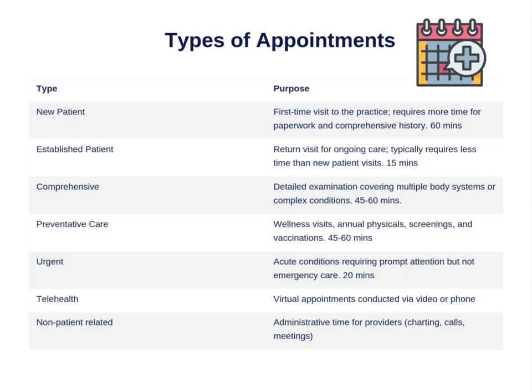Comprehensive appointments, so that's things like they are there for a physical exam, a full exam, or some other type of appointment to address any type of complex condition. Those can take 45 to 60 minutes. Preventative care or wellness visits, that's for things like annual checkups, vaccines. Those can take 45 to 60 minutes because they're going through their full screening questions, all of those things. Urgent appointments, so maybe they were worked in for complaints of UTI symptoms or something like that. Those typically take about 20 minutes.